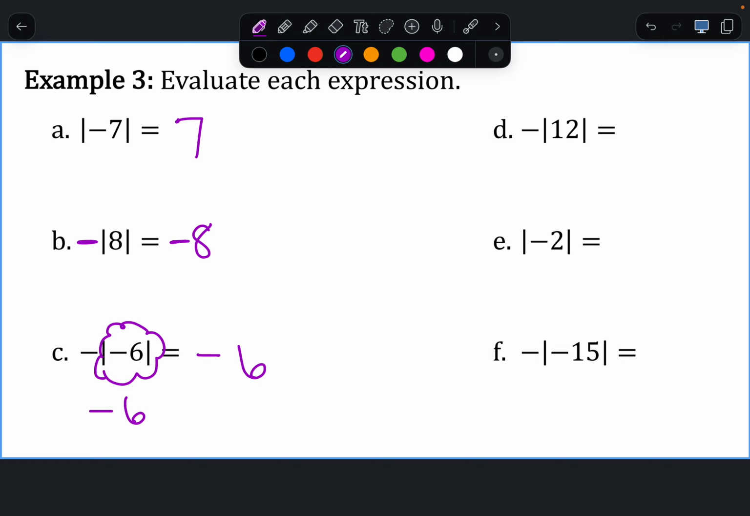And when you think you have them right, check with your elbow partner, see if you have the same answers.